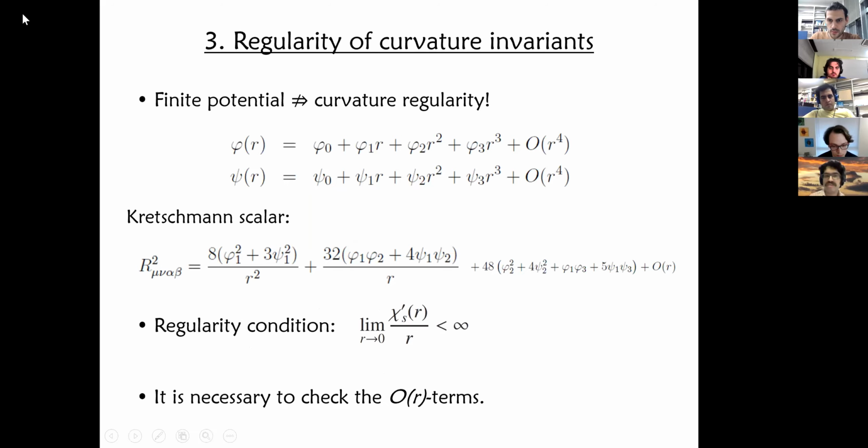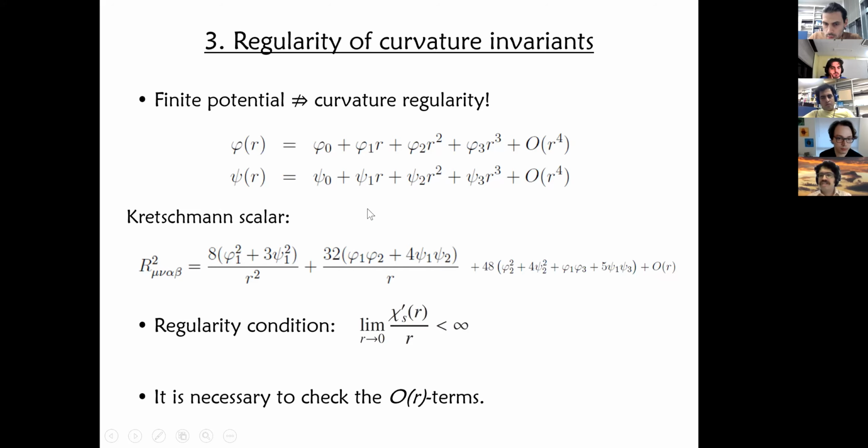But as I already said before, the finiteness of the potential doesn't mean that the curvature is going to be regular. For instance, if you assume that the potential is finite and analytic, then you have this series expansion for the potentials. You can evaluate the linearized Kretschmann scalar, and you get this expression. And you see that there are divergences that depend basically only on this linear term in r.